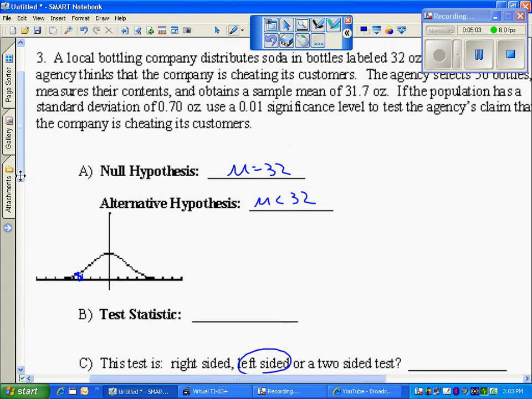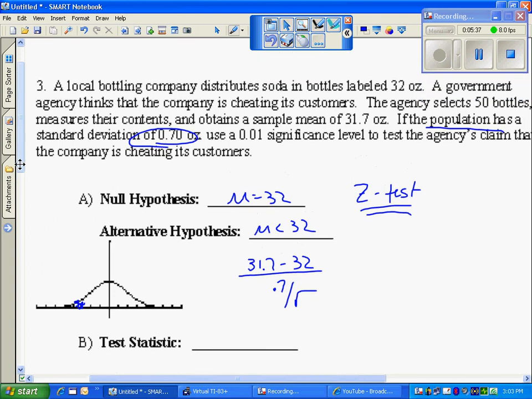So let's see. My sample mean, put it down here, my sample mean was less than 32, so it seems like they might be cheating me. Well, how many bottles did they look at, and what was the spread? The spread was 0.7. Now, that was of the population, so automatically I know this is a z-test because of that. And we looked at a sample size of, if we look at the number of bottles that they had in their sample, see, was it big enough? It was 50. So therefore, I can assume a normal distribution.